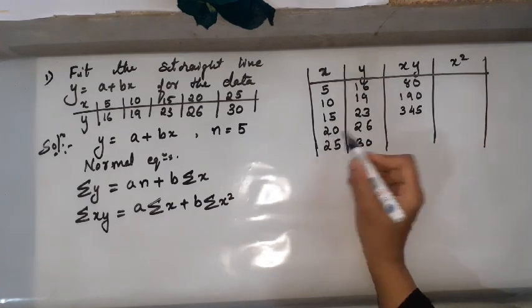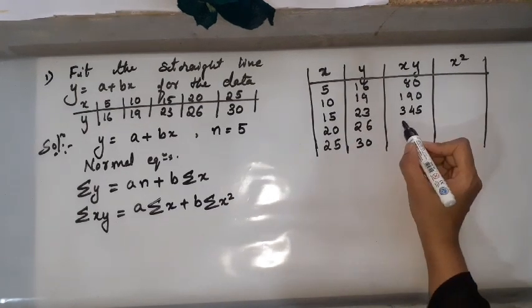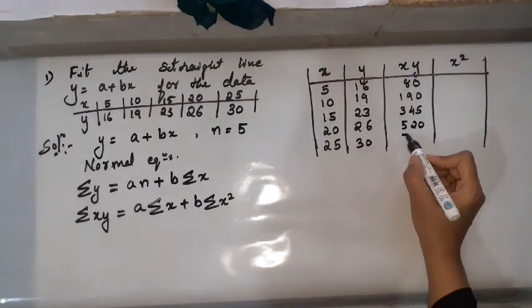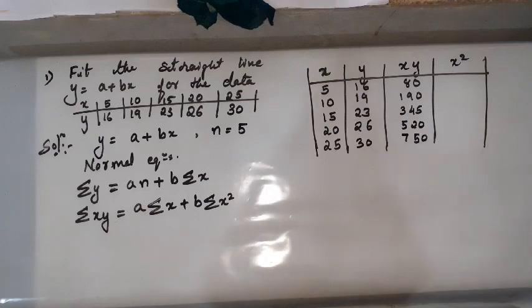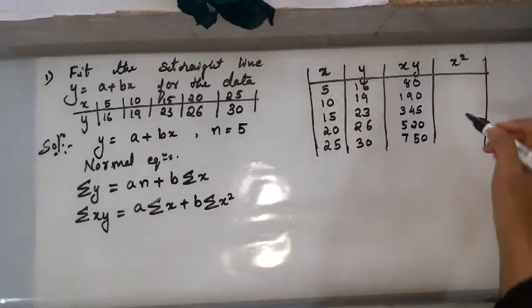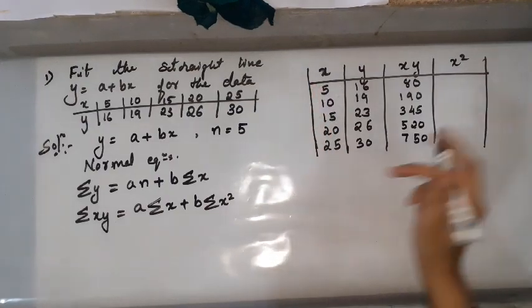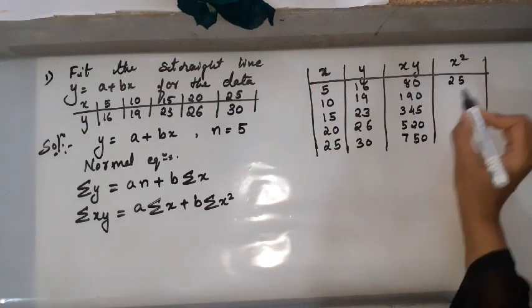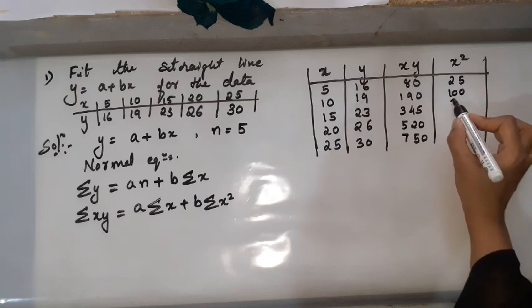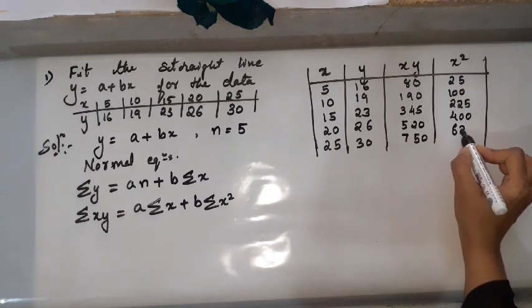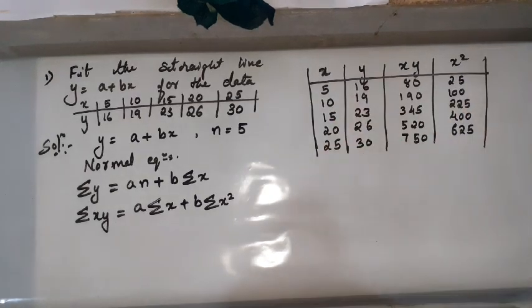Next, 20 into 26, 520. Next, 750. Similarly, write the values for the column of x square. Just take the squares of the values present in the column of x. So it becomes 25, 100, 225, 400, 625. So I've written all the values here, right?